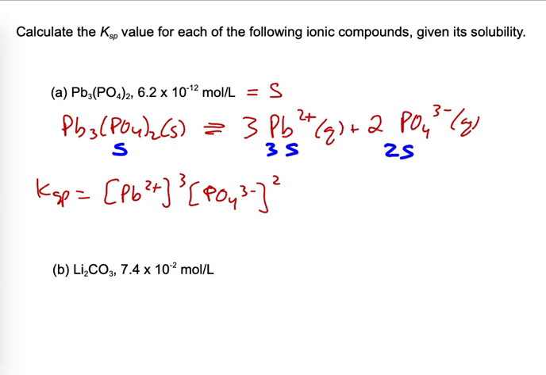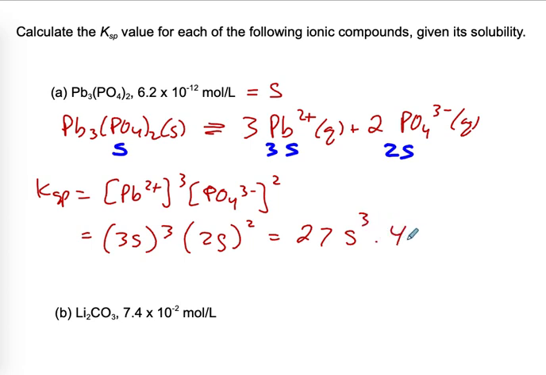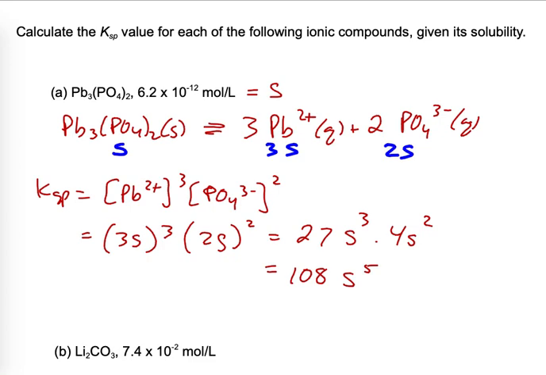What that allows me to do then is simply to plug into the Ksp expression in terms of the solubility. So this becomes (3S) quantity cubed, times (2S) quantity squared, which is 27S cubed times 4S squared, or 108 times S to the 5th. So for this particular ionic compound, Ksp is going to be the solubility raised to the power of 5 multiplied by 108. So let's do the calculation.